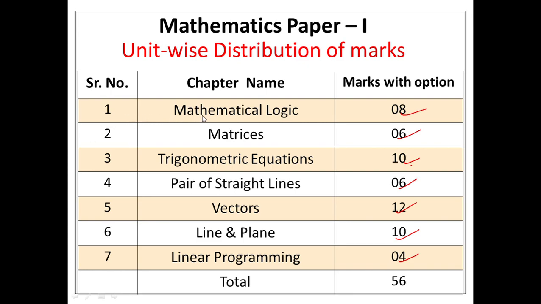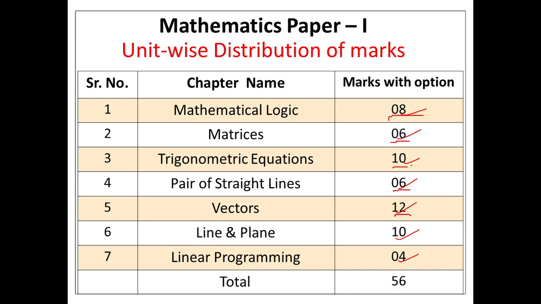So first lesson from mathematics paper 1 is mathematical logic. It carries 8 marks with option. Then second lesson is matrices which carries 6 marks with option. Third lesson is trigonometric equations which carries 10 marks with option. Fourth lesson is pair of straight line. It carries 6 marks with option.